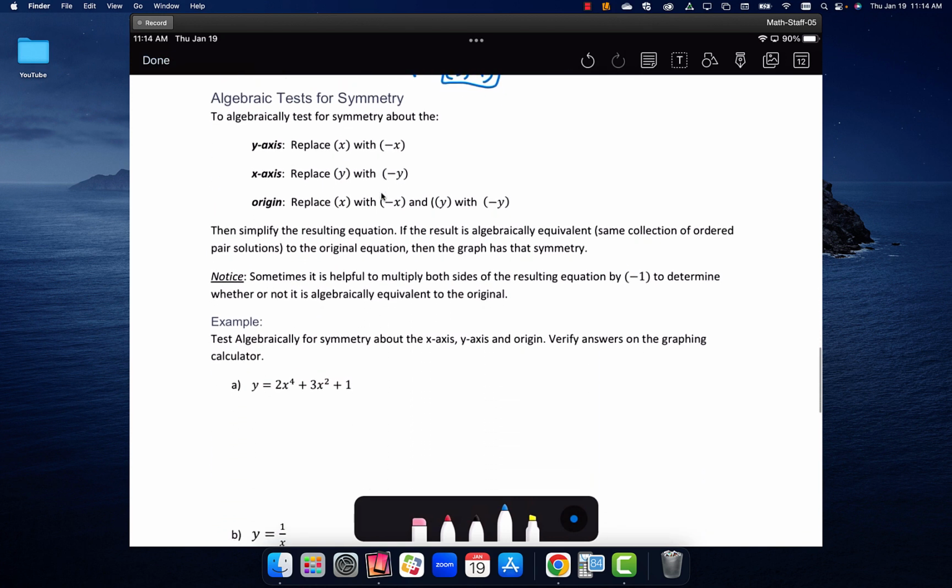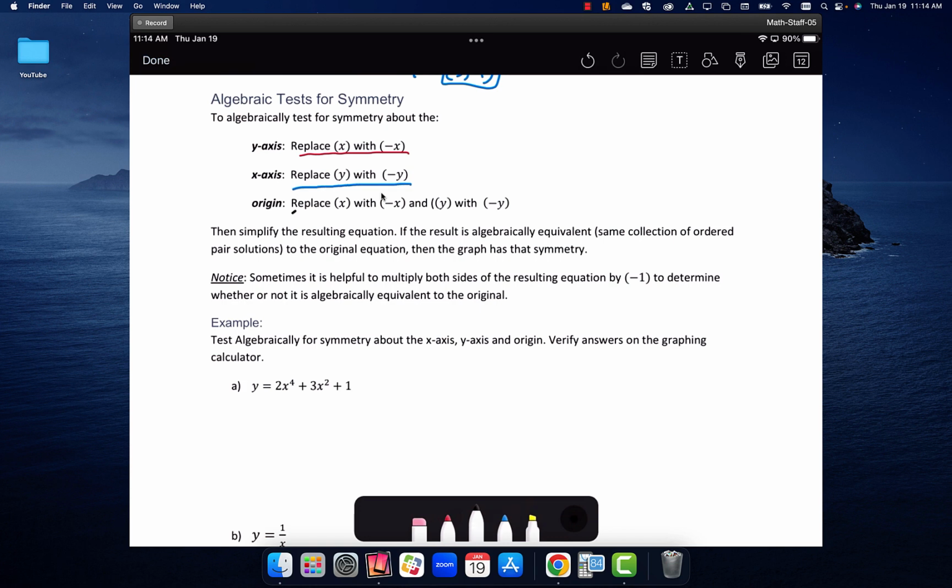If we're algebraically testing for symmetry, to test the y-axis, we're going to replace x with -x and look at the result. For the x-axis, we're going to replace y with -y, look at the result. And to test for symmetry about the origin, we're going to replace x with -x and y with -y and look at the result. Sometimes we may need to multiply both sides by -1. We'll take a look at that when we need it.